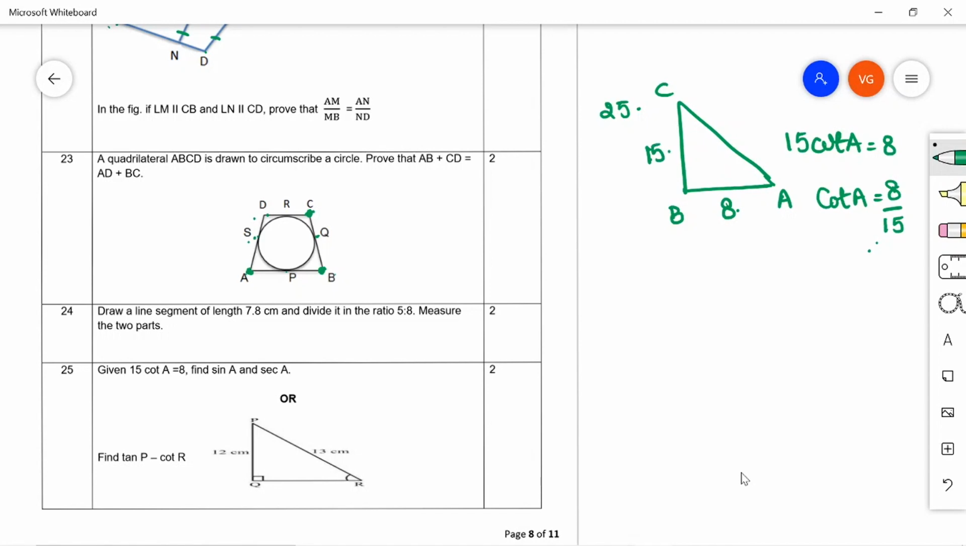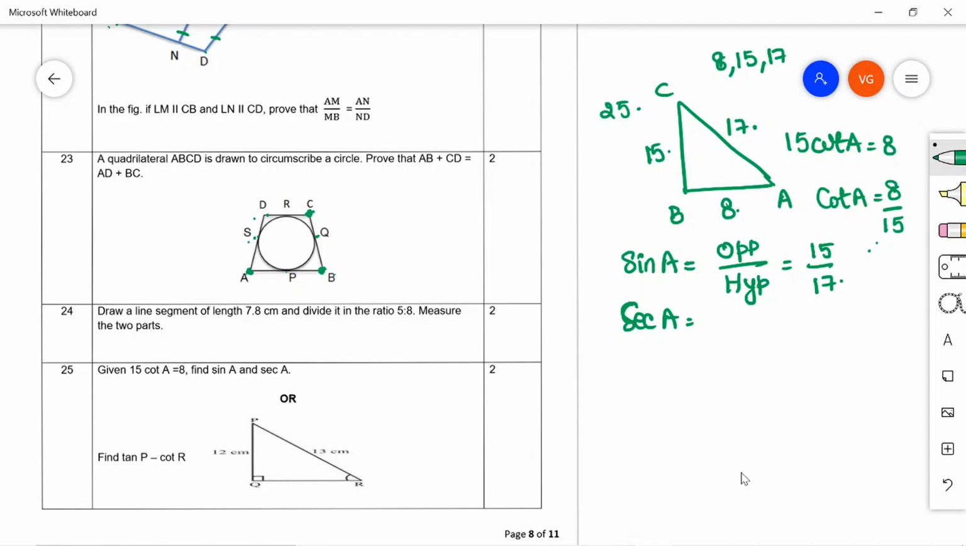Now they are asking you to find sin A and secant A. From the Pythagoras theorem, you have to find the third side. But we know the combination 8, 15, 17 is a Pythagoras triplet. So write it down, 17. Then sin A is nothing but opposite side divided by hypotenuse. So better write down the formula. So this will be 15 divided by 17.